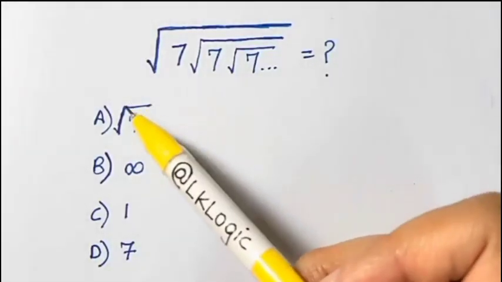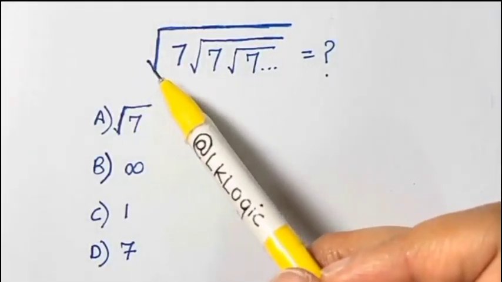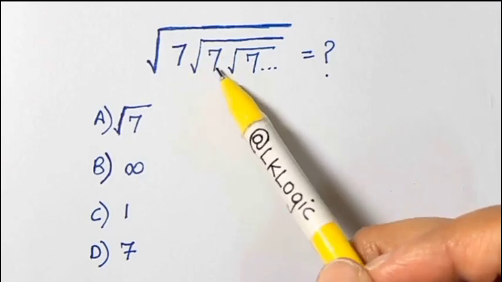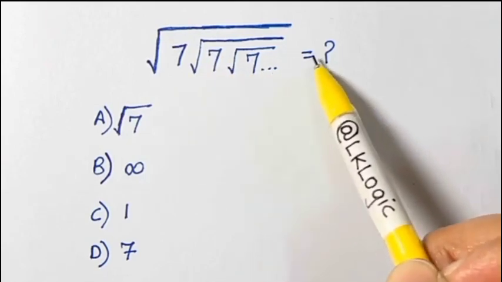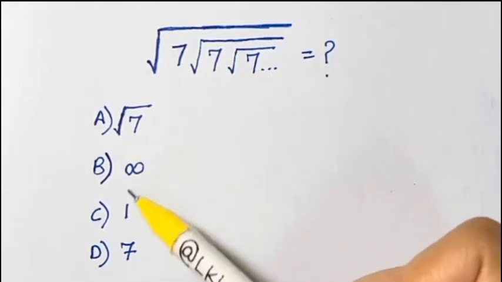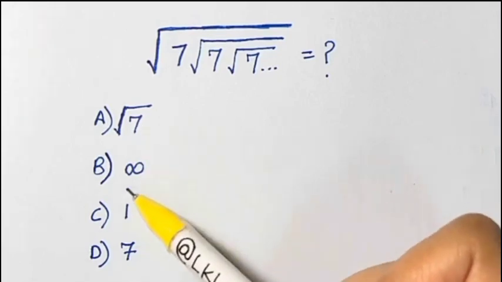Hi guys, we have a nice radical problem here: the square root of 7 times the square root of 7 times the square root of 7, going on to infinity, is equal to what? You have four choices: either root 7, infinity, 1 or 7.